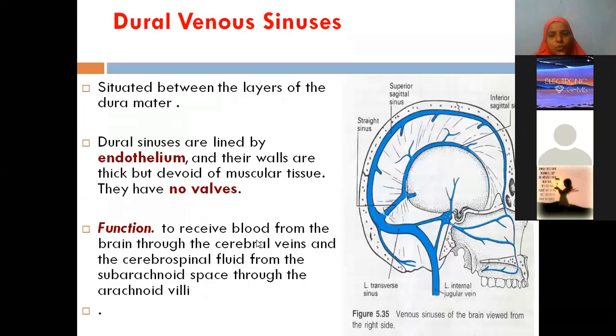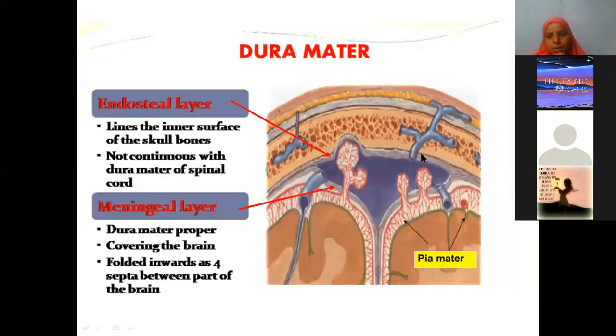Diplo, I have just shown you, diplo like in the other pictures. These are the diploic veins. Between the outer table of the skull and inner table of the skull, whatever veins are there, these are the diploic veins. Okay, which are of course getting connected through emissary veins.